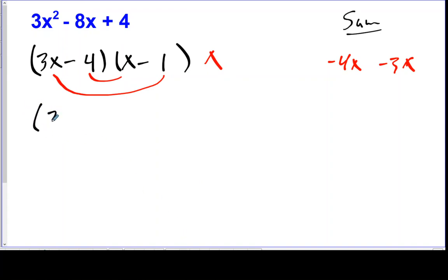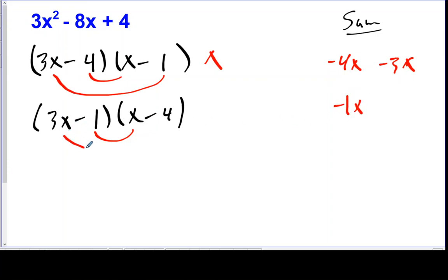What if we tried it and just switched the order of the 4 and the 1? What if we made it 3x minus 1 and x minus 4? That'll give us different terms. Negative 1 times x is negative 1x. 3x times negative 4 is negative 12x. Add those two together and you get negative 13. That doesn't match the negative 8.